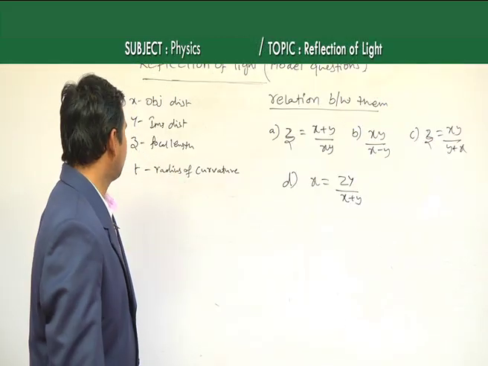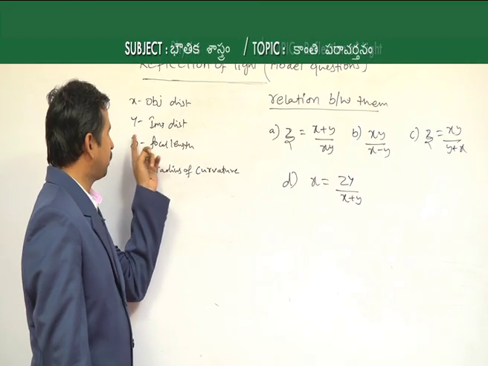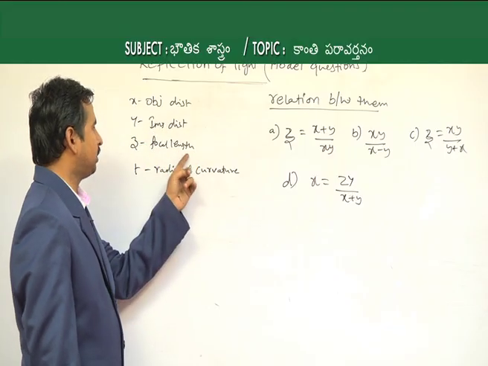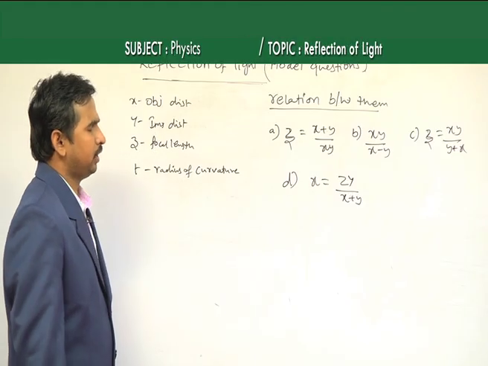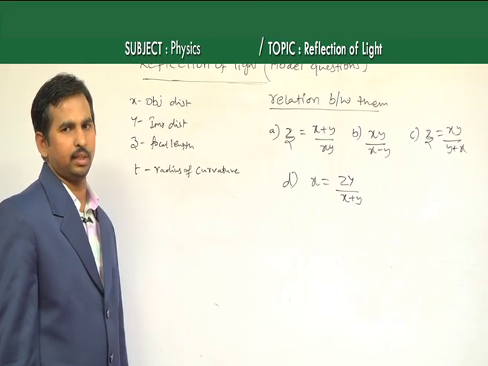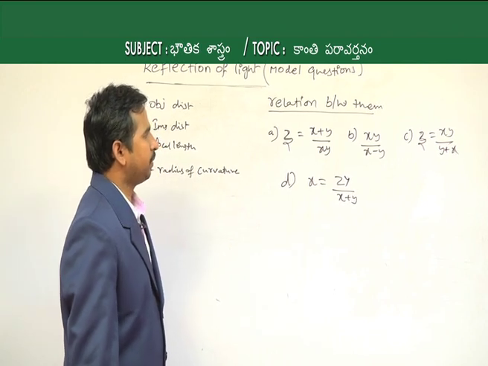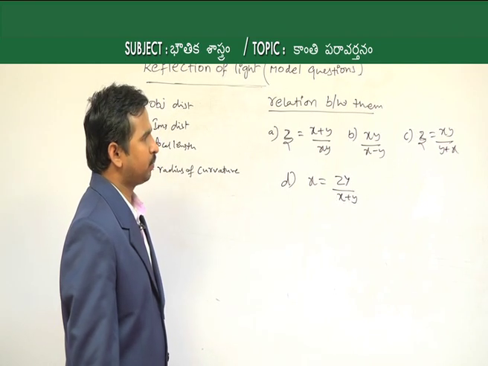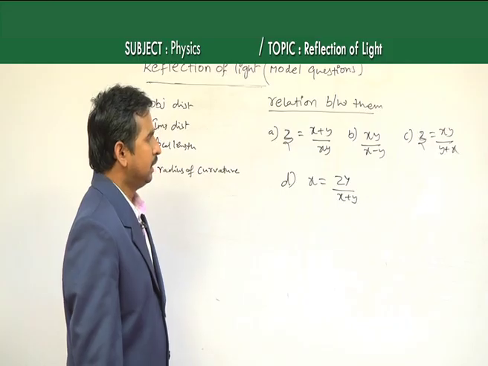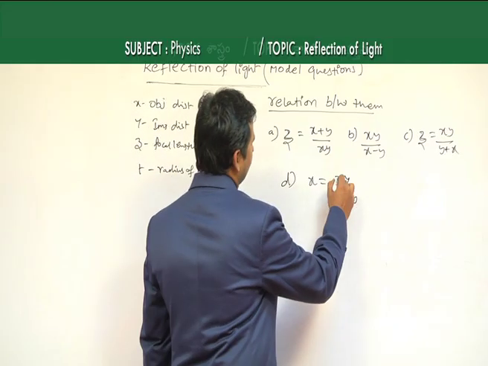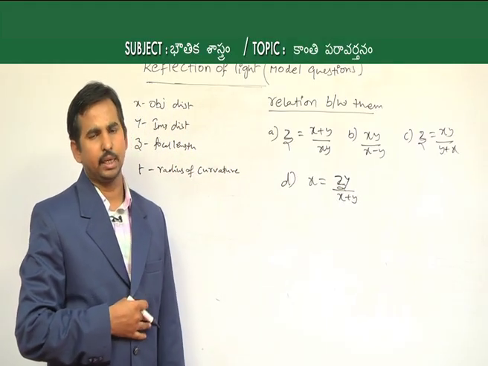Again, we have a different question: if x, y, z and t, where x is the object distance, y is the image distance, z is the focal length, and t is the radius of curvature, find the correct relation between these 4 parameters. Of the given options we have: a, z is equal to (x plus y) by xy; b, xy by (x minus y); c, z is equal to xy by (y plus x); and d, x is equal to zy by (x plus y). Of the given options, we have to find which one is the correct relation here.